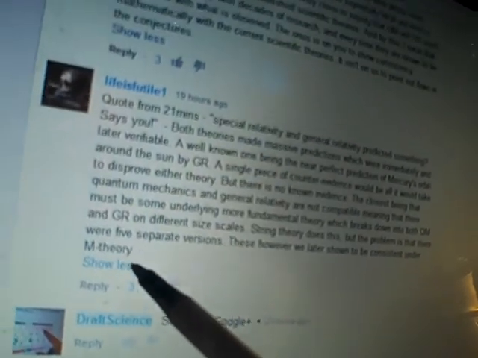Here we go. Where was I? The closest thing, blah blah, quantum mechanics. Okay, string theory does this, but the problem is that there were 5 separate versions. Now the problem is that string theory is just loopity-doopity-doppity-doo. It's a pile of crap. That's the problem with string theory. There's no pre-written paths. It is clump physics.